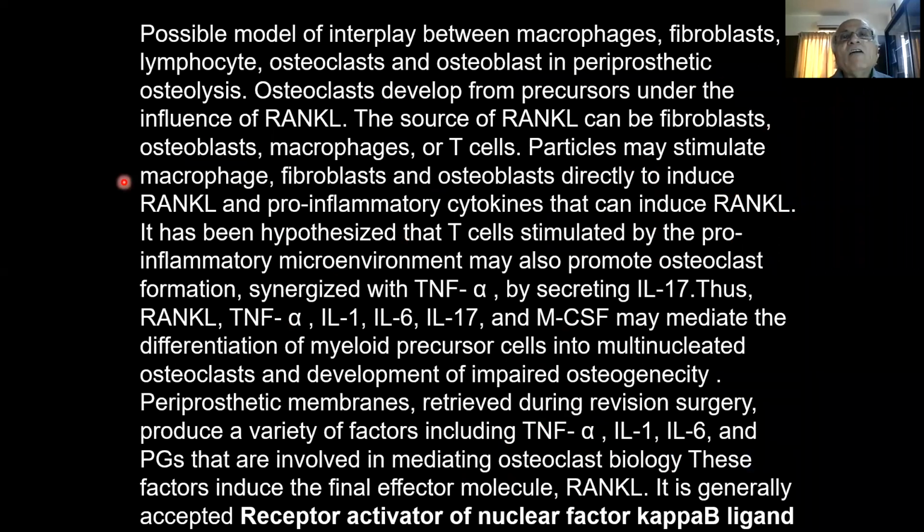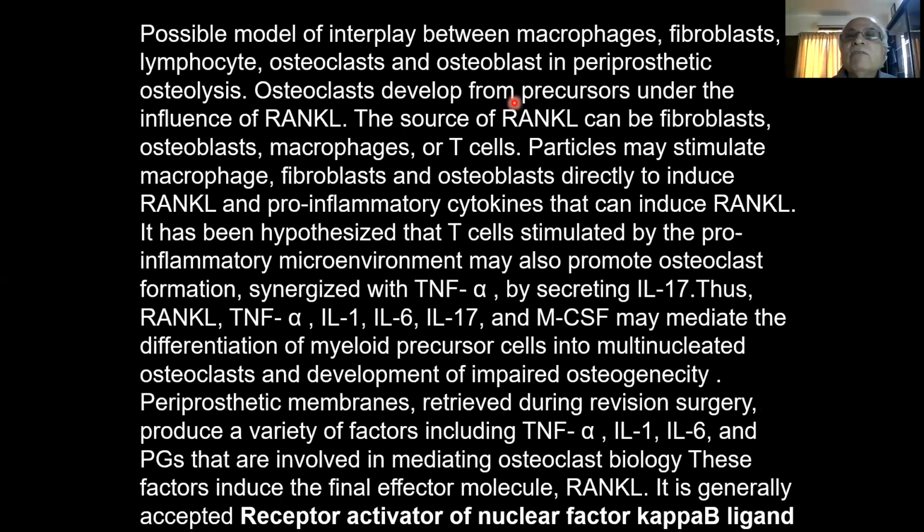Possible model of interplay between, this is a very important statement, macrophage, fibroblast, lymphocyte, osteoclast, and osteoblast in periprosthetic osteolysis. They have an interrelation between all of them. One is not responsible. Everybody is almost responsible. Some of them are prominent.